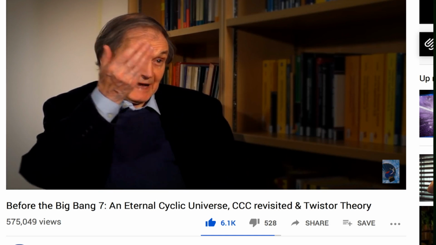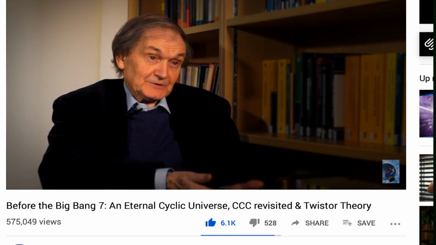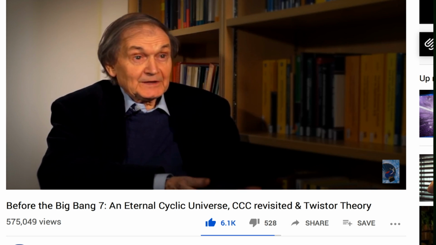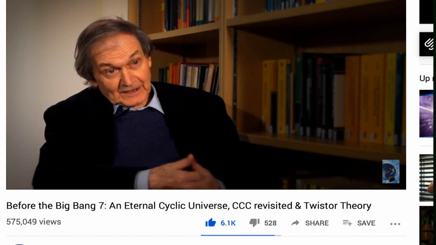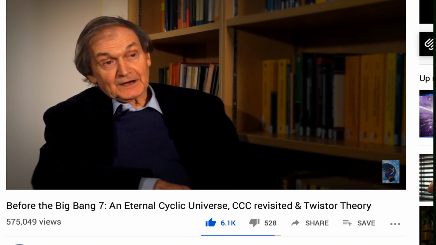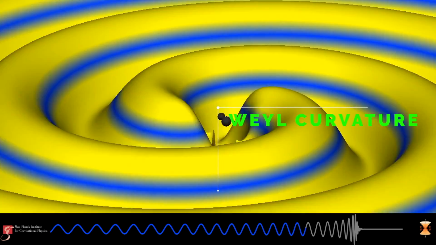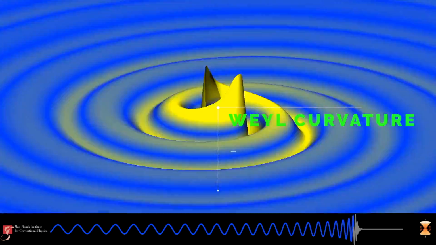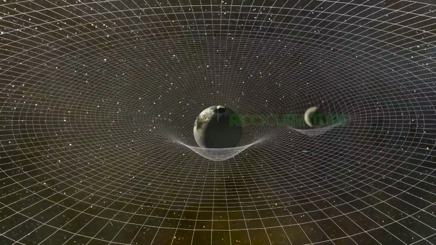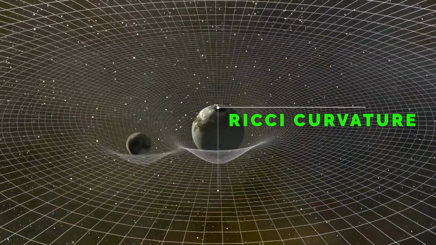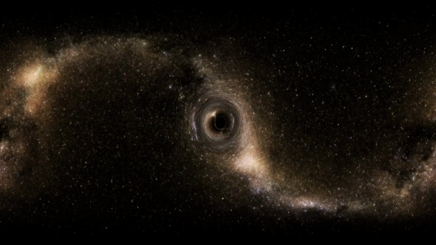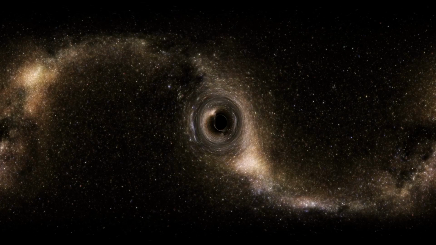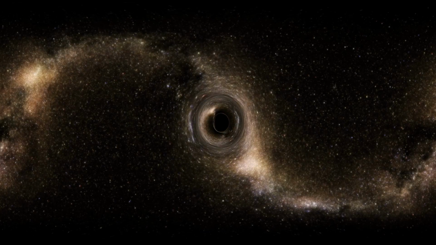In our film on conformal cyclic cosmology, Roger Penrose claimed that black hole singularities and the Big Bang singularity are quite distinct, as they have radically different types of curvature. One is called Weyl curvature, which measures things like the strength of gravitational radiation, and the other is called Ricci curvature, which is due to matter curving space. In black holes, it's the Weyl curvature that's infinite, but at the Big Bang, it's the Ricci curvature.